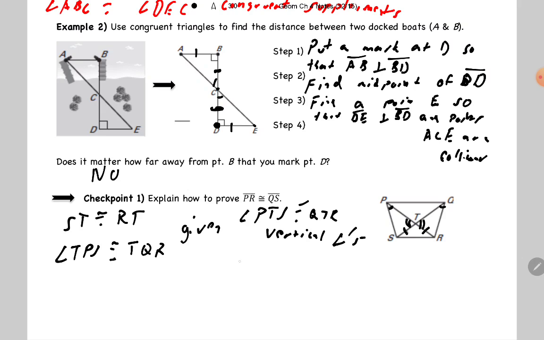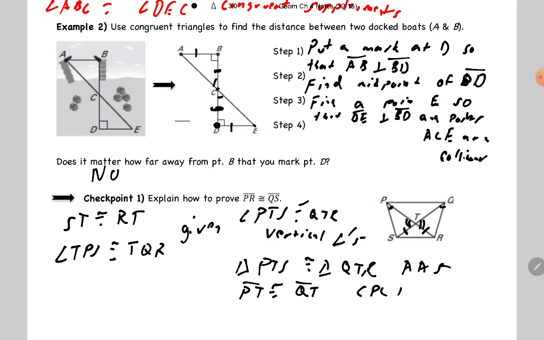Okay. So we know that triangle PTS is congruent to triangle QTR because of angle side. And now we know that PT is congruent to QT because of CPCTC, congruent parts of congruent triangles are congruent. So first we had to show that the two triangles are congruent. Now we show that this piece here is congruent to that piece.